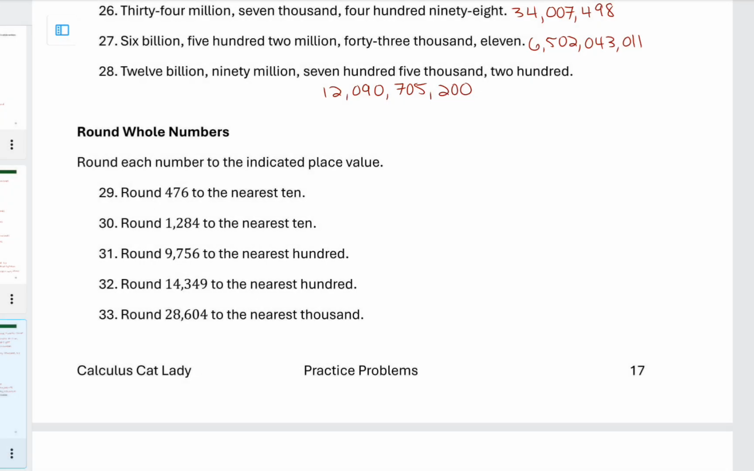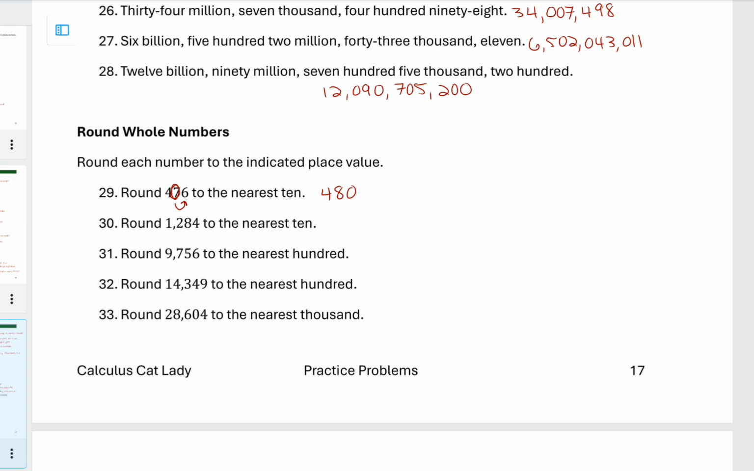Round each number to the indicated place value. Round 476 to the nearest 10. So this is the tens place. So we have to look to the number to the right of it. It's a 6, which means we round up, which means that 7 changes to an 8, and everything that follows is a 0.